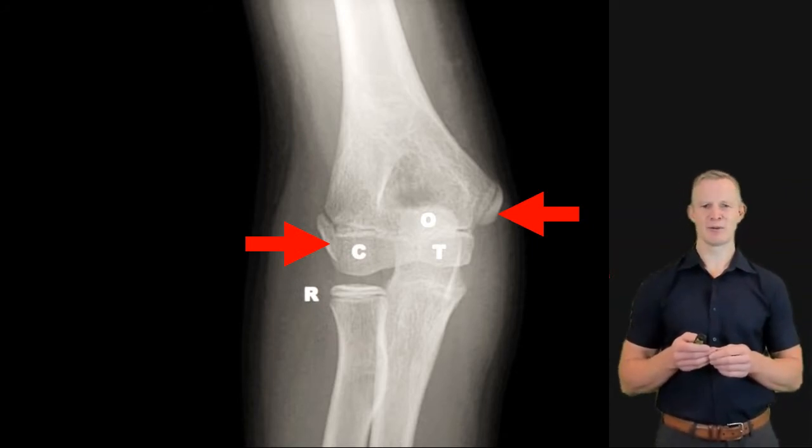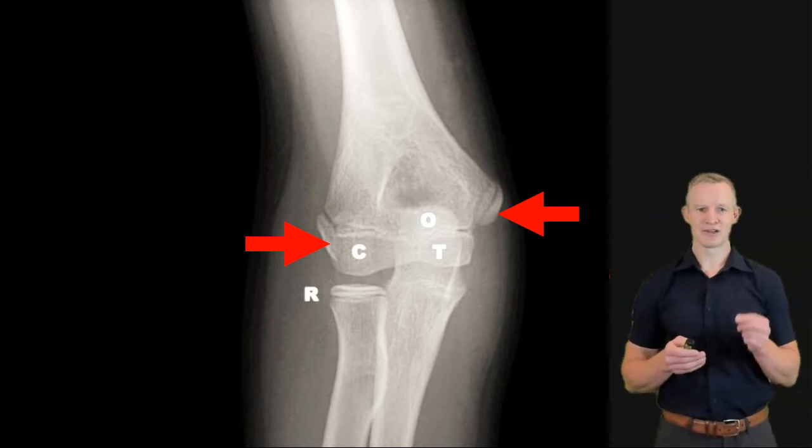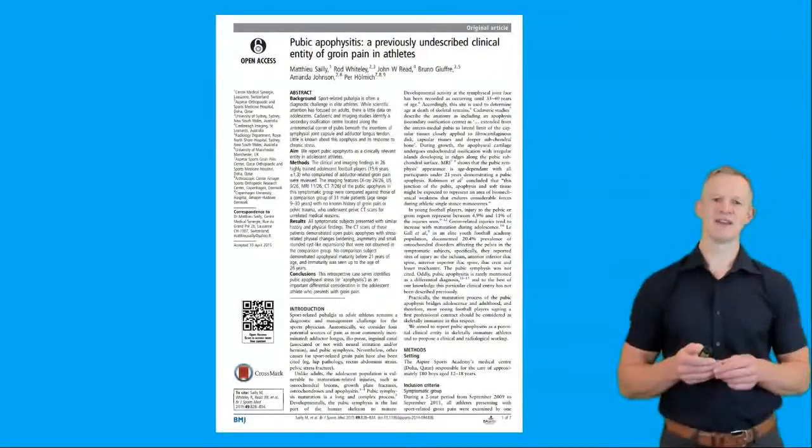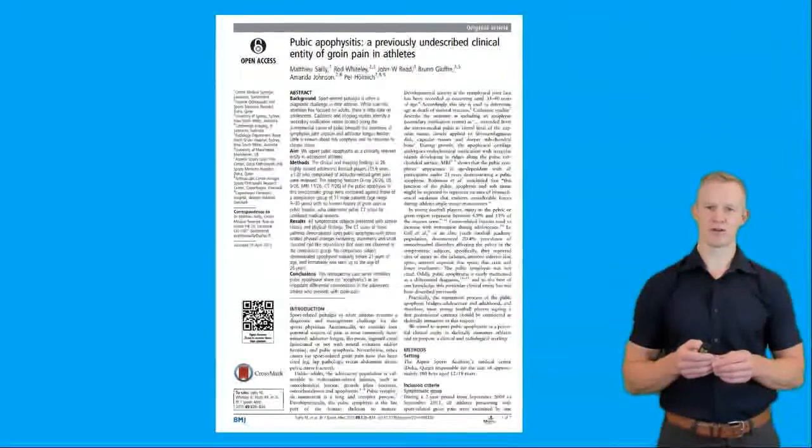Here you can see some apophyses around the elbow in a skeletally immature individual. With skeletal maturation, these apophyses will fuse to the underlying bone. In 2015, this paper was published in the British Journal of Sports Medicine, identifying that the pubis has apophyses which up to that point had not been fully appreciated.